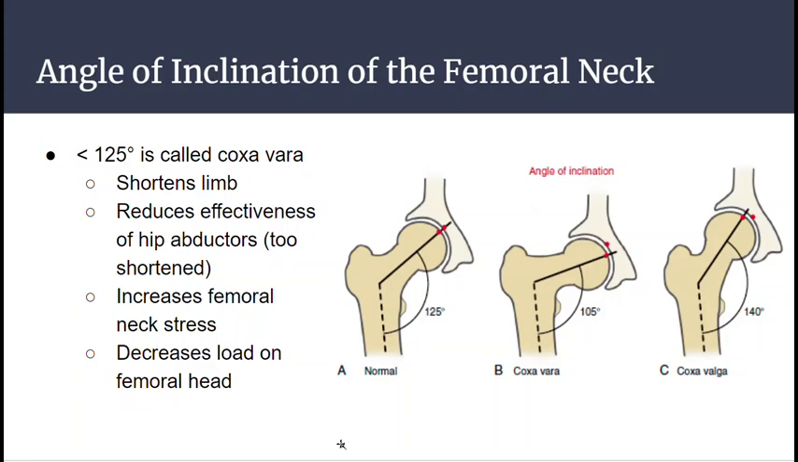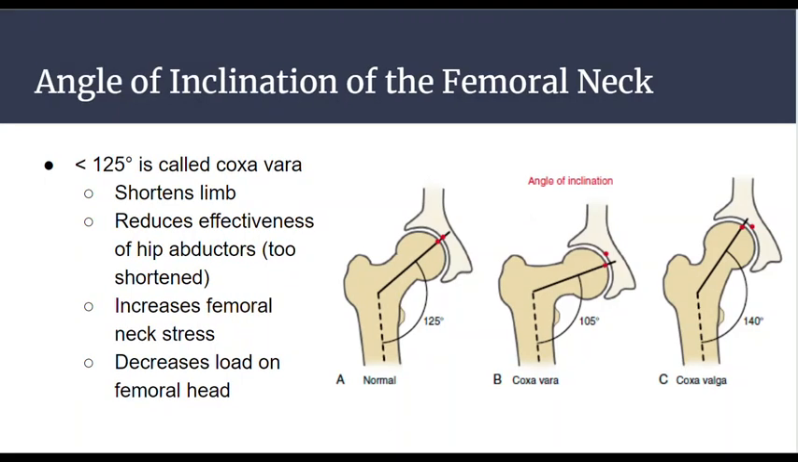If you are less than 125 degrees, it is called coxa vara. Okay, and coxa vara is basically what people used to call bow-legged. So the line of your limb is a little shortened if you're traveling along it. It reduces the effectiveness of the hip abductors because they're too shortened, and the force length curve, if your muscle is too shortened, it can't generate as much tension or force.